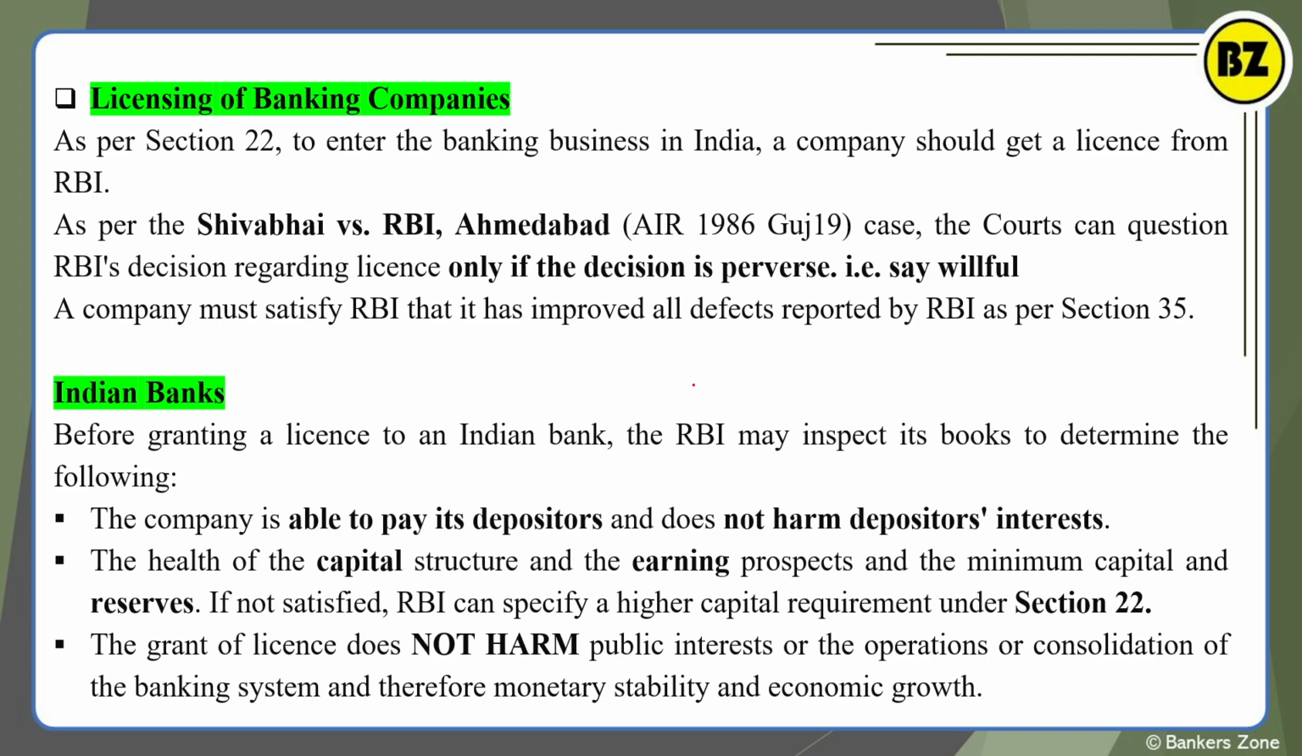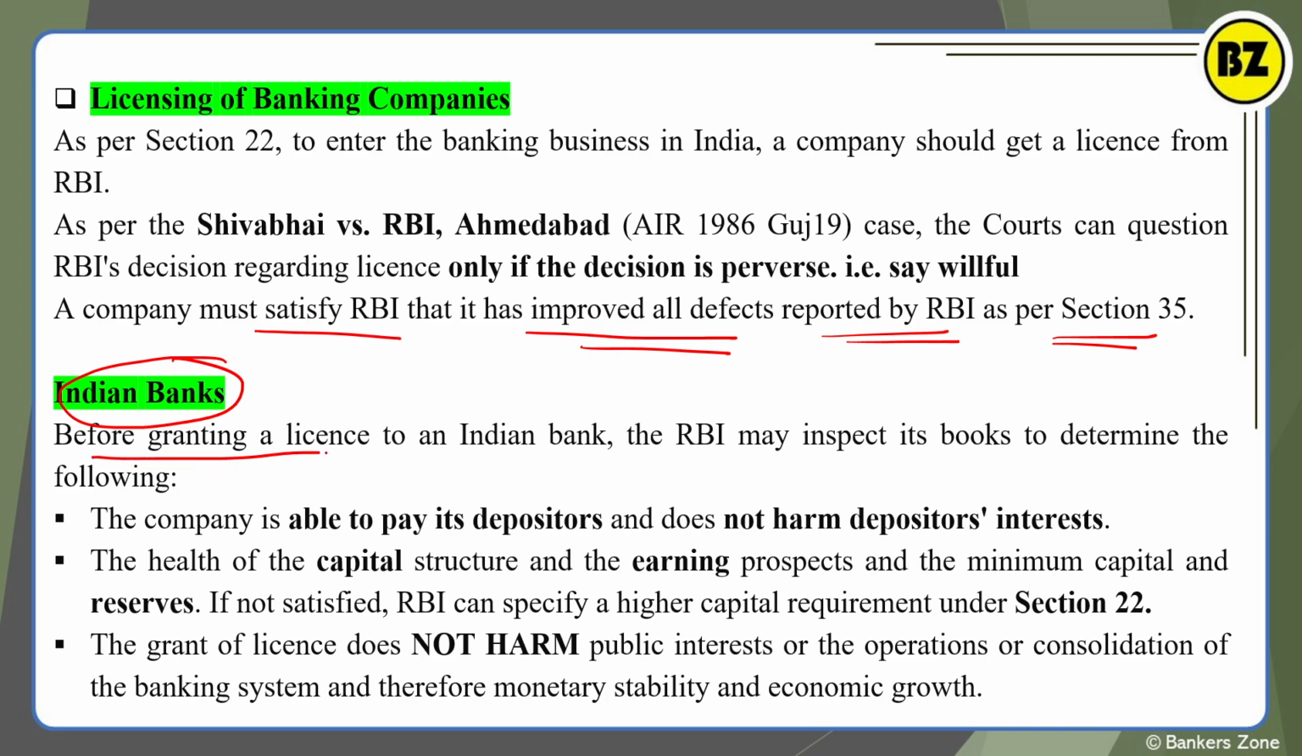Now, a company must satisfy RBI that it has improved all the defects reported by RBI as per section 35. If anybody's license has been rejected, they can improve themselves. Whatever defects RBI pointed out while rejecting the license, they can improve as per section 35 and reapply for the license. Now, what is the procedure for Indian banks for getting the license?